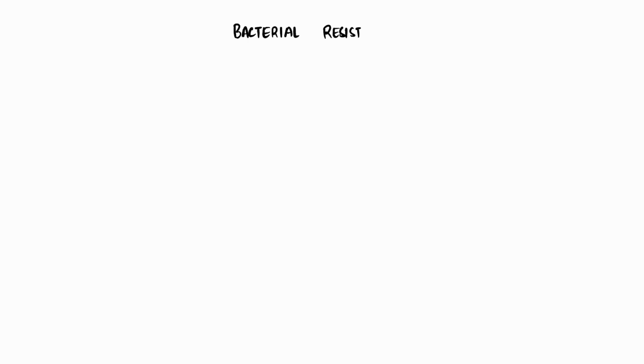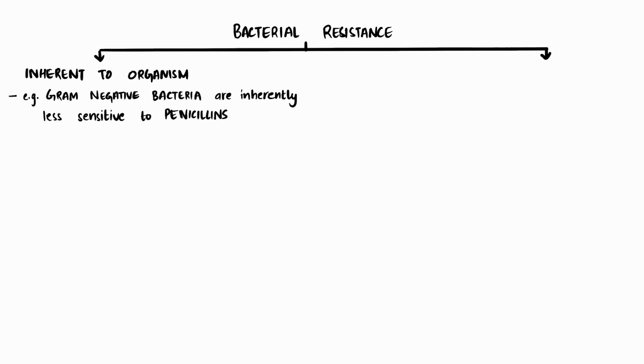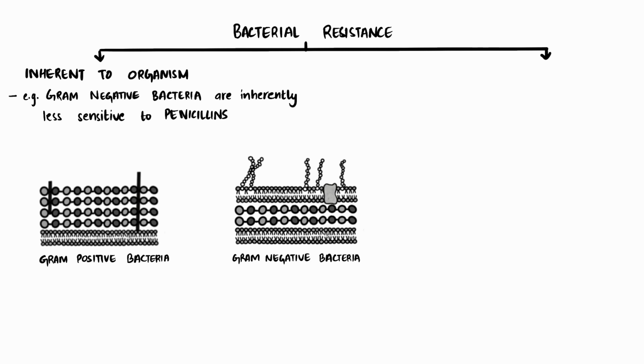Bacterial resistance may be inherent to the organism. For example, gram-negative bacteria are inherently less sensitive to penicillins compared to the gram-positive bacteria. This may be because of their cell wall structure. The gram-negative bacteria have an outer membrane which is absent in the gram-positive bacteria. This outer membrane acts as a barrier to the drug.